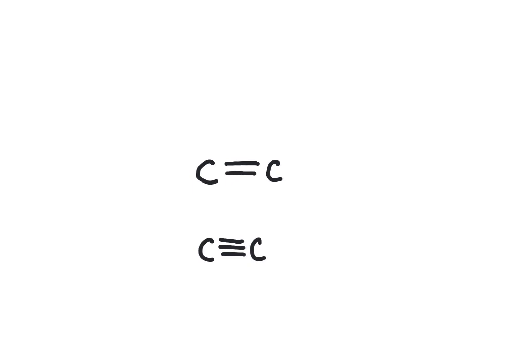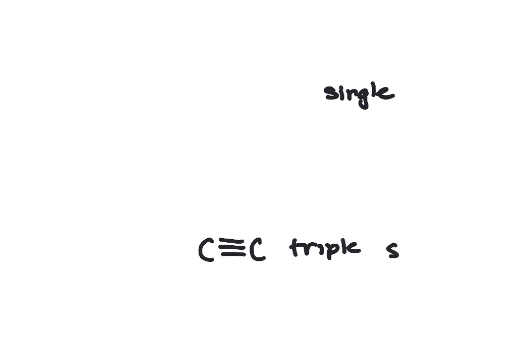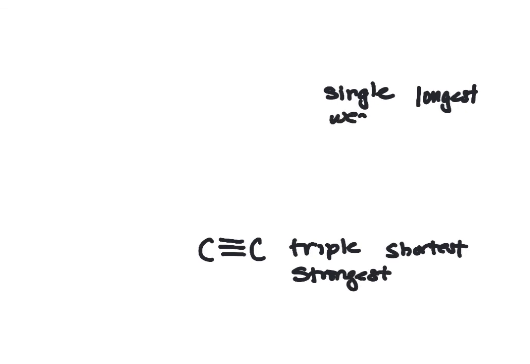Here I have a carbon-carbon single bond, a double bond, and a triple bond. There are two things that we need to note. A triple bond is the shortest, and a single bond is the longest. A triple bond is the strongest, and a single bond is the weakest.